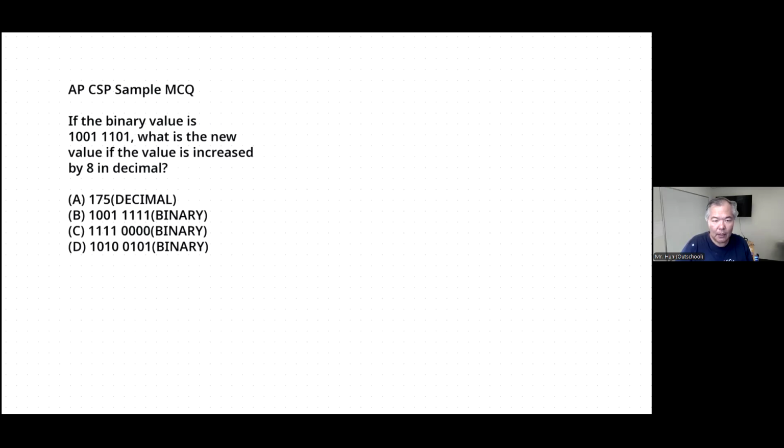I put a space in there just so it's easy to read. You don't expect to see a space between the first four and the last four binary digits. I just did that to make it easier to read. So how do we convert this into decimal?